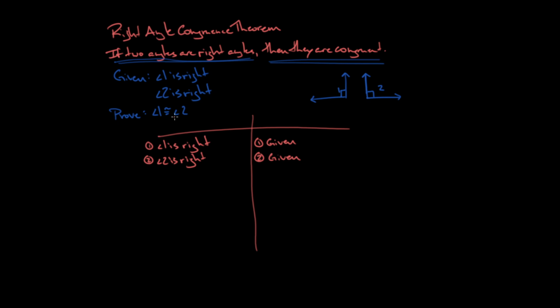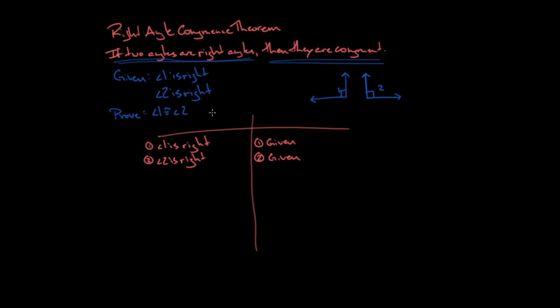Whenever I have two angles that are congruent, how do I show that? Well, generally what comes before that is that the two angles' measures have to be the same. And so the question is, how do I know that these two angles' measures are the same? Well, I know what their measures are. Their measures are both 90 degrees. How do I know their measures are both 90 degrees? Well, it's because these two angles are right. So I've worked my way backwards to get to my givens from my proof.